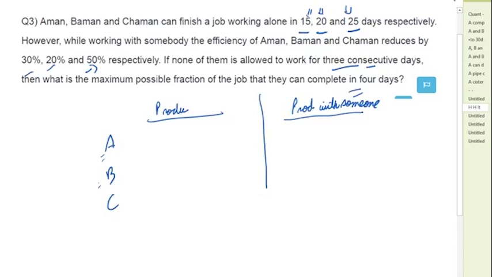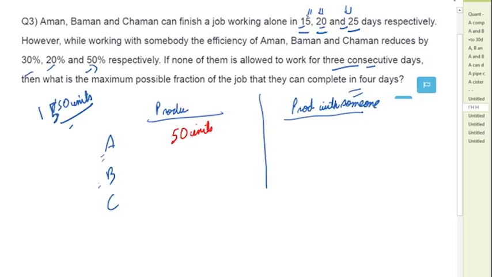So they can complete a job working alone in 15, 20, and 25 days. As we have done previously, let's assume a number. We have 15, 25, 20. So we'll assume 750 units of work. Working alone, A does 50 units per day. B does, we should have chosen 1500 actually. So I'll change it to 1500.